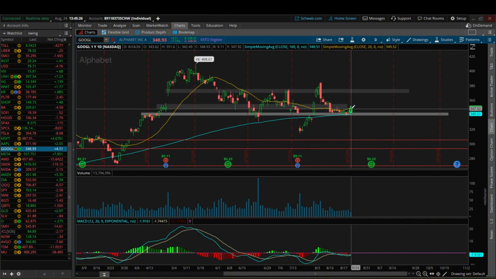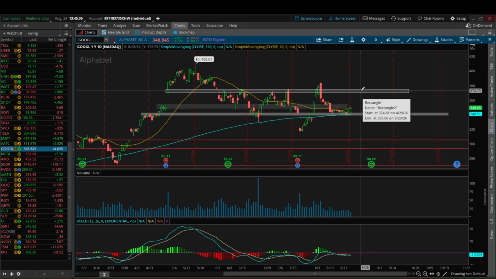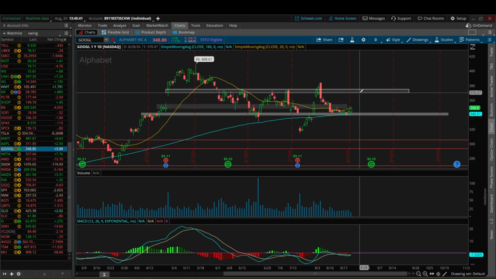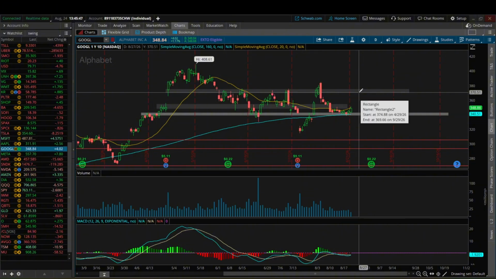I get it, it's one candle today. The day hasn't even closed yet, but this could be an indication that Google is ready to move back higher and test this 370 area again. So you want to pay attention to this. If we start pushing higher, then the next target, because this is the bottom of the range right here, the top of the range would be up here about 370.